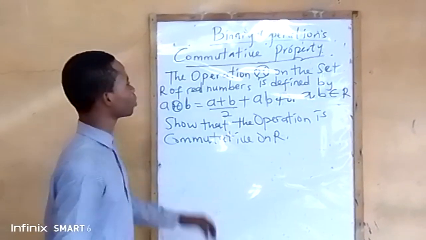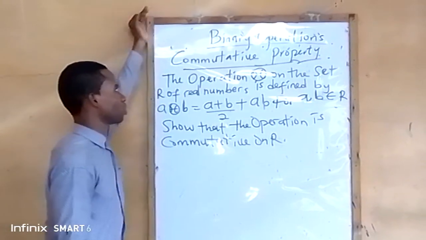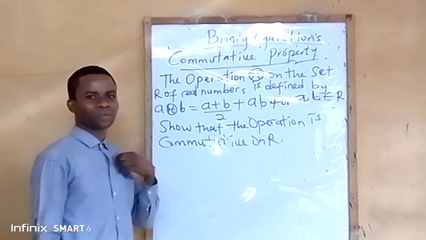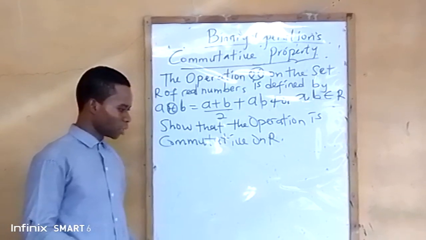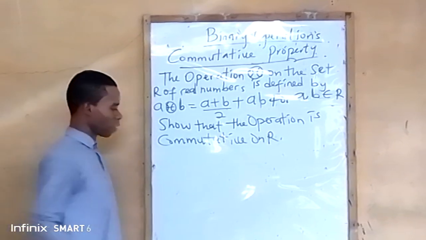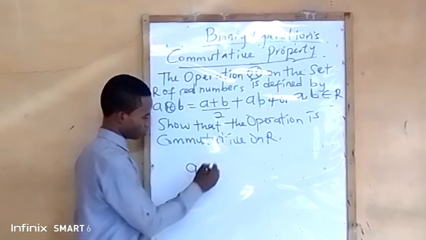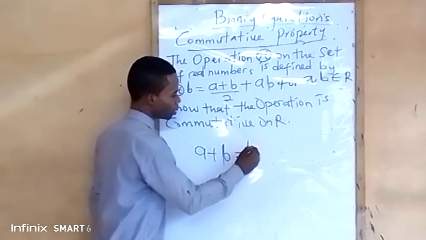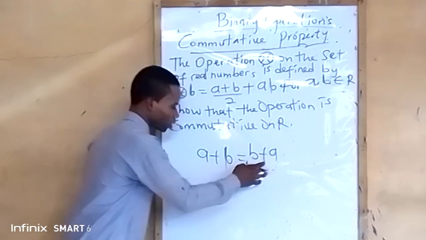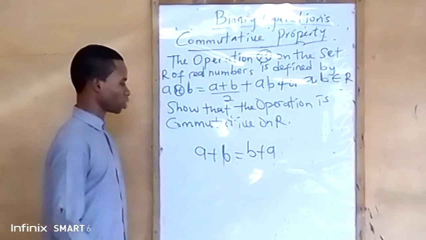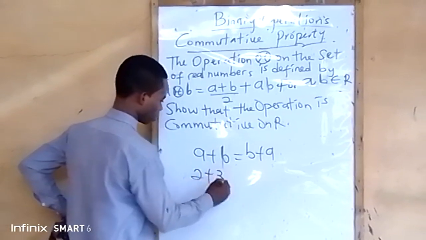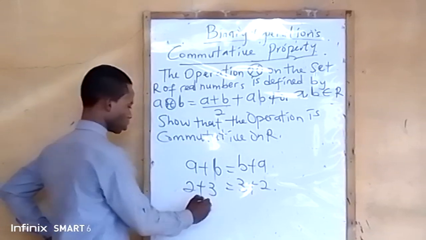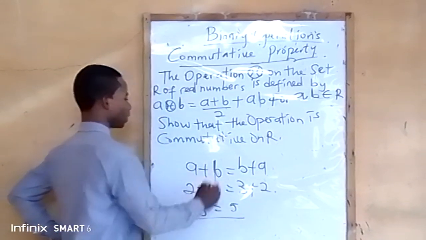Now we want to check the commutative property of binary operation. Without wasting our time, when they say something is commutative in mathematics, what does that mean? Let's say A plus B: for A plus B to be commutative, B plus A must be the same. Now let's use numbers to check. If I say 2 plus 3 and 3 plus 2, are they the same? Yes. 2 plus 3 is 5. 3 plus 2 is still 5. That means it is commutative.